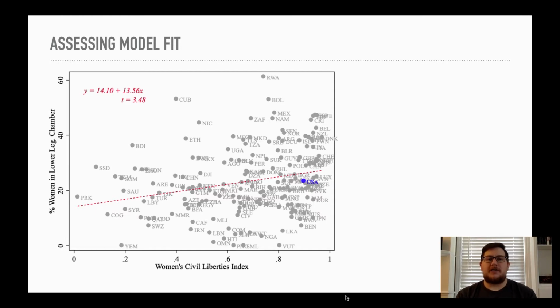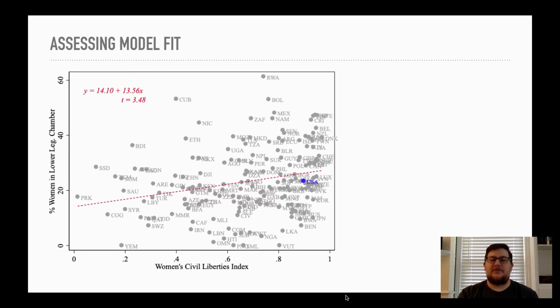So if you recall, here's our running example. We're looking at that Women's Civil Liberties Index, which ranges from 0 to 1, and the percent women in the lower legislative chamber. We fit that model in the last video. If you haven't seen it yet, obviously go back and check that out. But otherwise, there is our model. We see there that we've got our regression estimation right here. There's our t-value, which means that this coefficient, 13.56, is in fact statistically significant. So we can reject the null that in the population, the Women's Civil Liberties Index has 0 effect. Beta in the population is 0, basically.